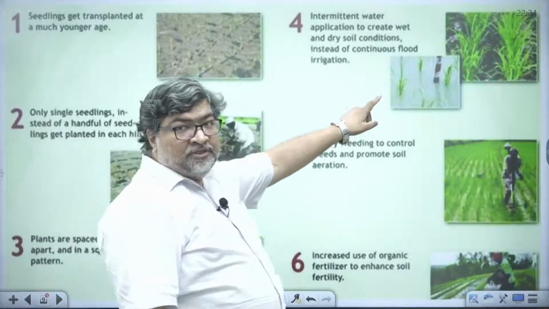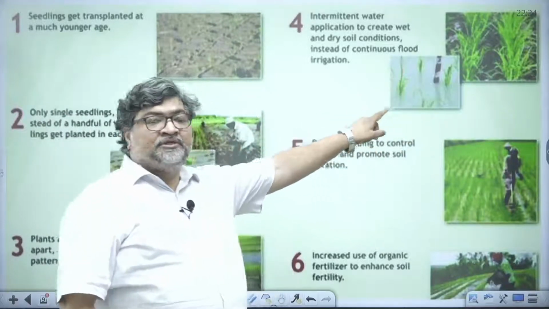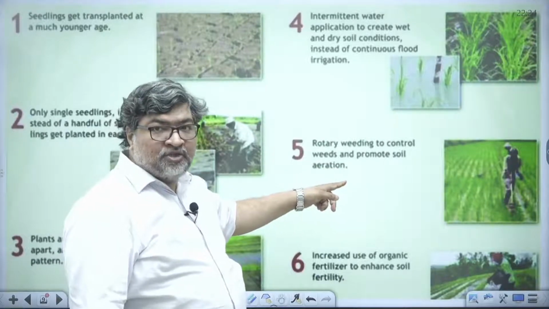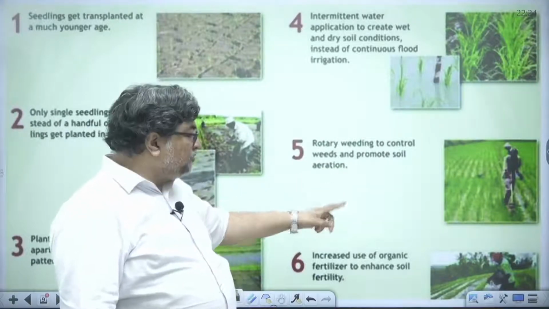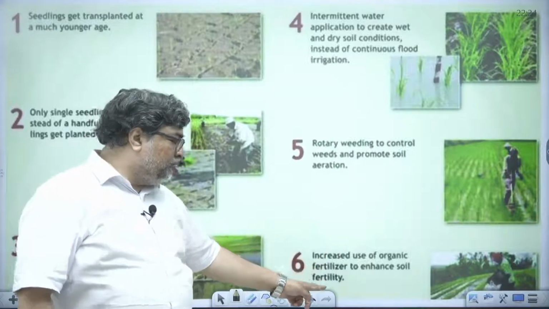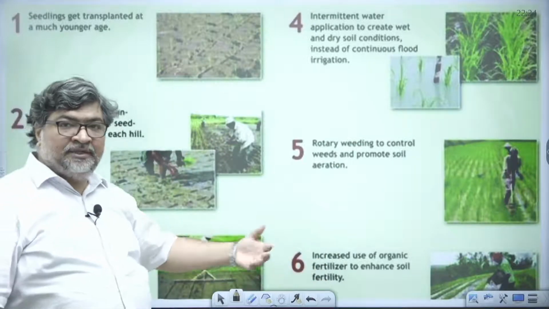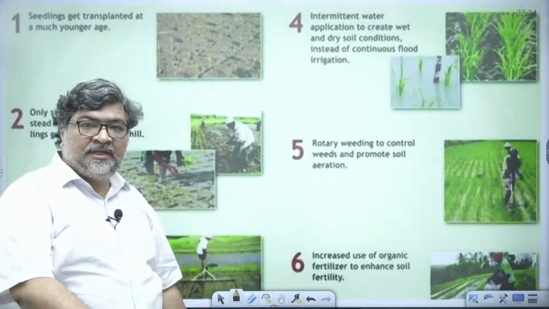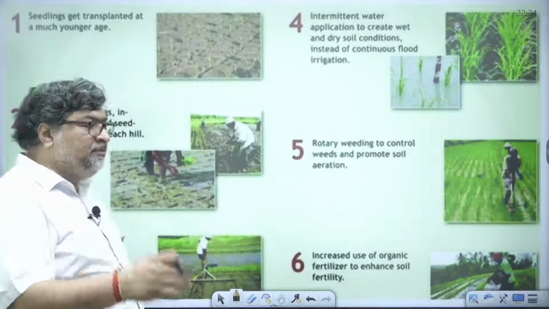So anaerobic condition will be less and the methane emission will be less. Rotary weeding controls weeds and promotes soil aeration. Again, that will minimize the emission of methane, and there is increased use of organic fertilizer, which maintains the nutrient balance. This is called the System of Rice Intensification, the SRI method. The answer will be all of this.